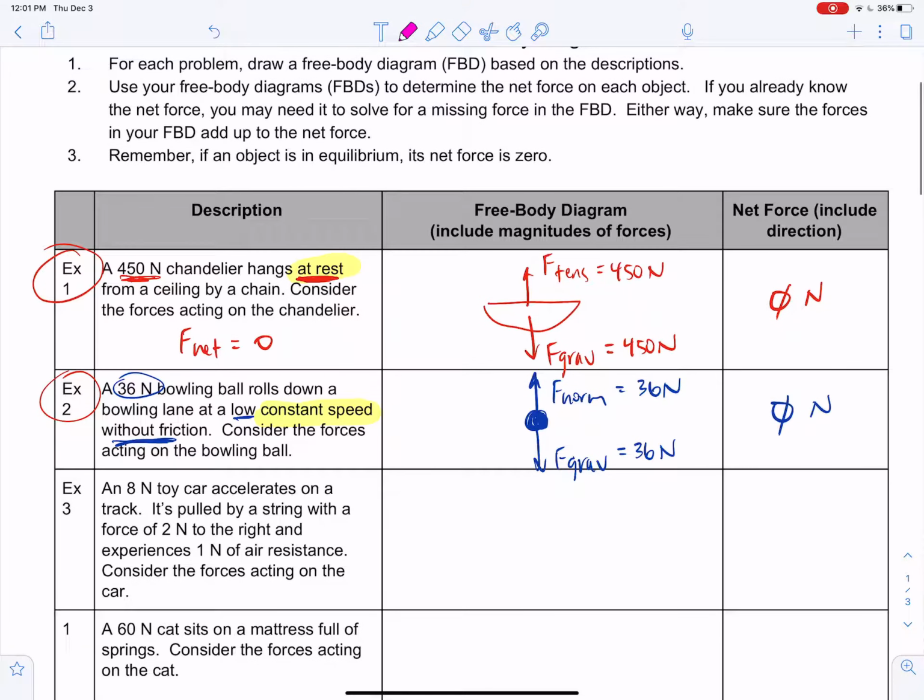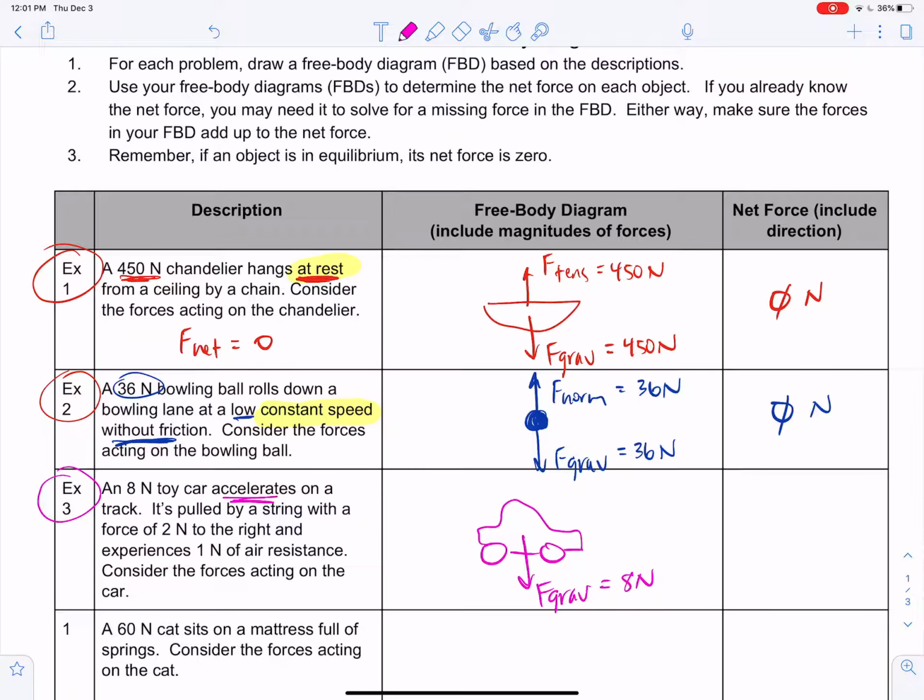An 8 Newton toy car accelerates on a track. Okay, so now we're accelerating. This is different. It's pulled by a string with a force of 2 newtons to the right and experiences 1 Newton of air resistance. Consider the forces acting on the car. All right, so I'm going to draw my toy car here. Okay, it says it's an 8 Newton toy car. That must be the force of gravity on it.